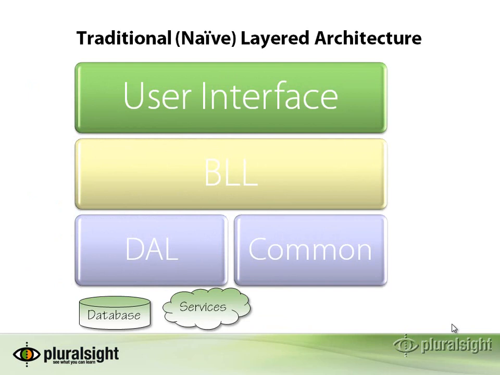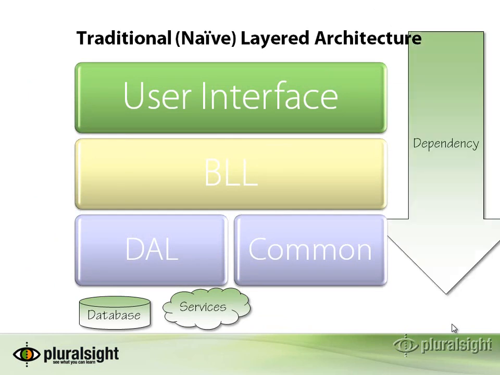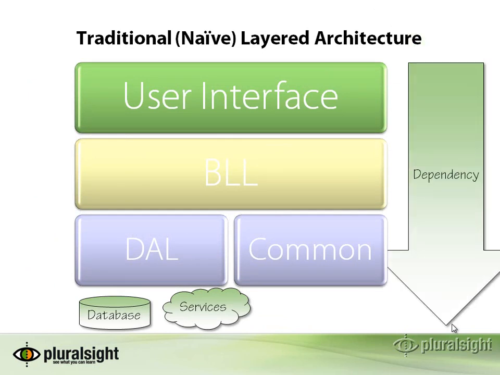This diagram shows an example of the traditional or naive layered architecture approach, with the flow of dependencies going from top to bottom. As you can see, the user interface is sitting at the top here, and it's depending on a business logic layer that makes up the main central area of the app. And most of the business logic layer classes are going to end up calling data access layer or common assembly classes. And the data access layer or some kind of service layer is going to talk to the database or talk to services.